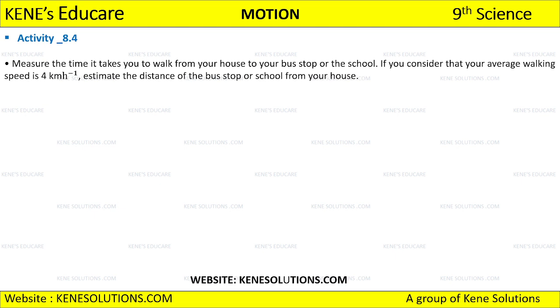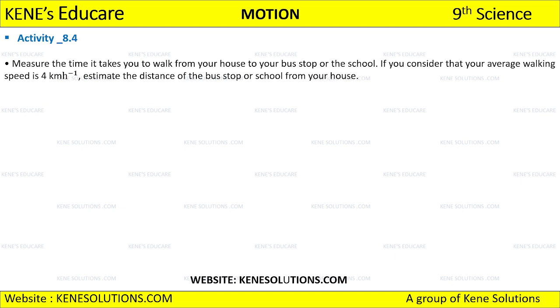Over here, we know the formula for speed is distance traveled upon time taken to travel that distance. So speed is distance traveled in a unit time, and here it has been given in kilometer per hour. So we need to calculate the walking time in hours. For example, if it takes 12 minutes to reach school, then the time in hours will be 12 divided by 60, which is equal to 0.20 hour.